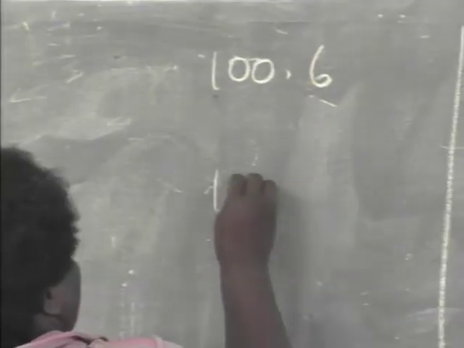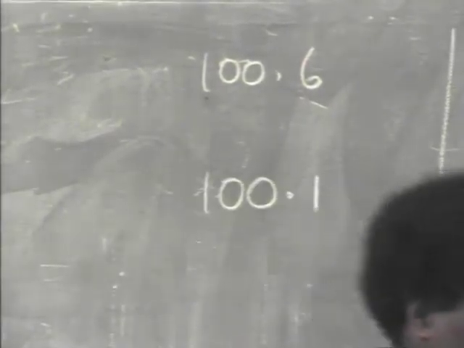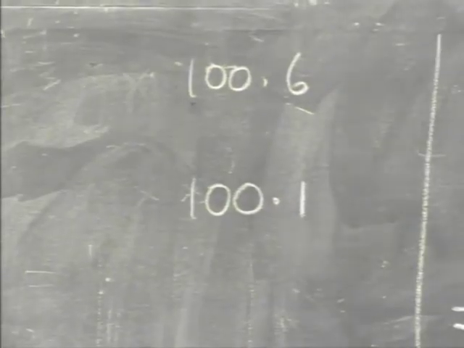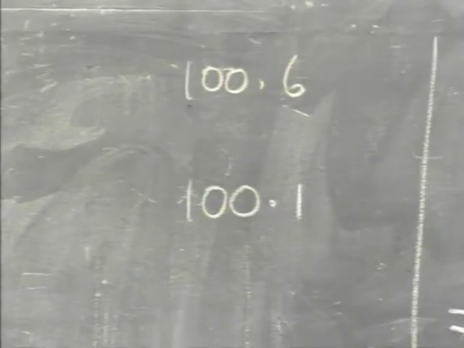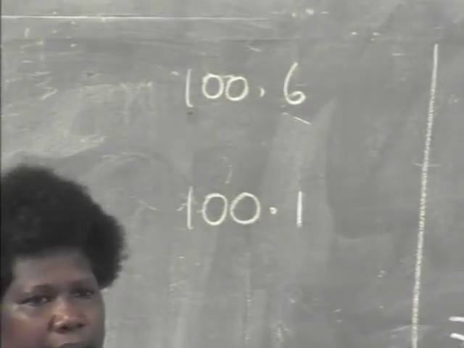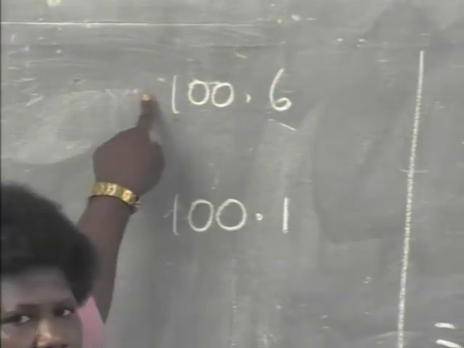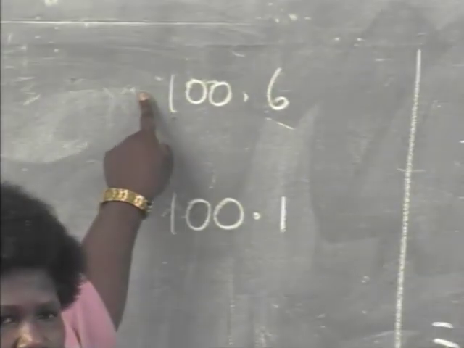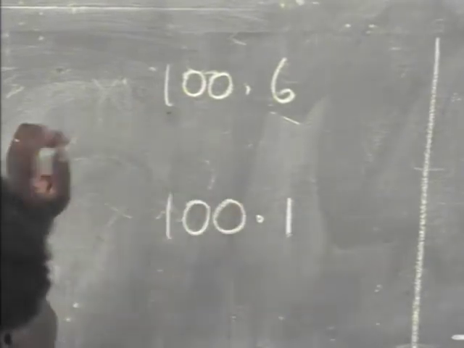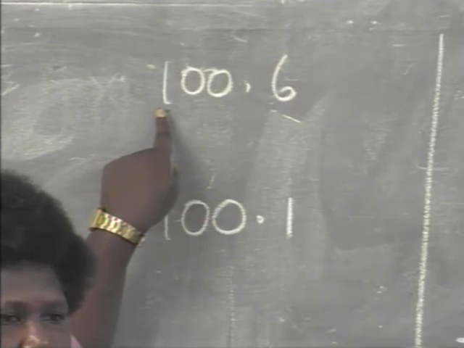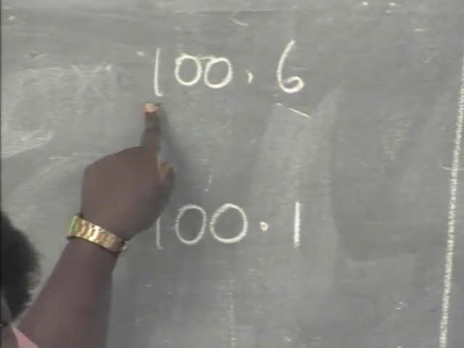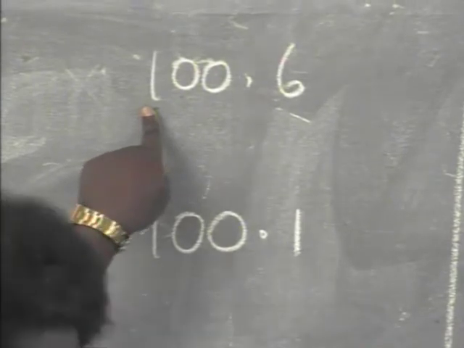Okay, let's try another one. To two significant figures, what will the answer for this one be? It will be 100. Is it still 100? If it was to one significant figure, the answer will be 100. If it was to two significant figures, is the answer still going to be 100? What about to three significant figures? It will still be 100.